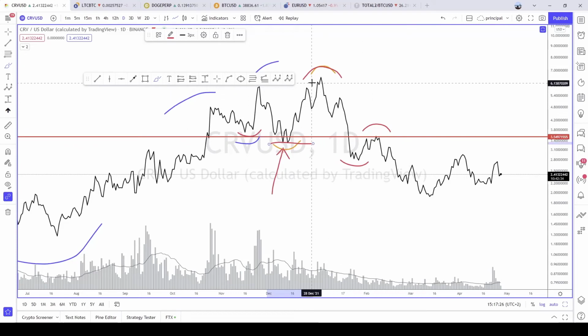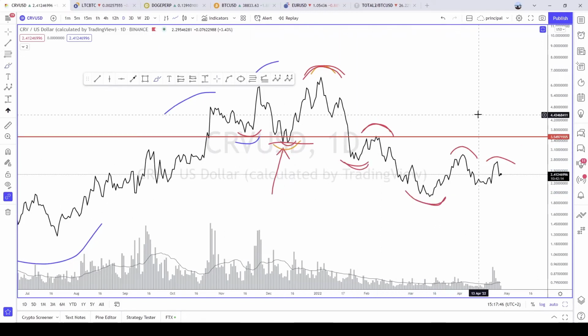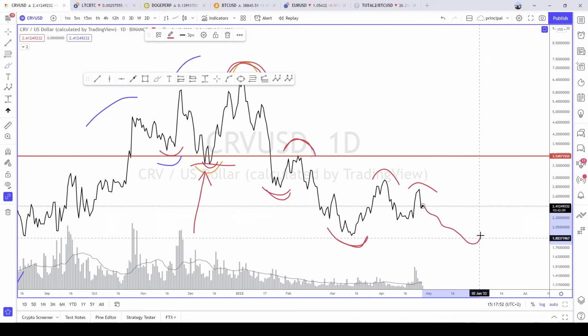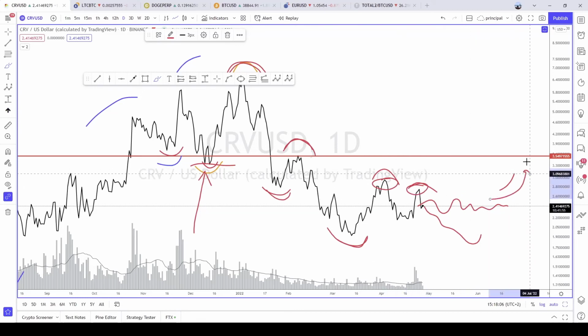Why? Because you have lower highs, sorry. You have a high here, a lower high, lower high, lower high. And you also have lower lows, okay? Low, low, low. Now let's see if the price makes a lower low again, or if it can manage to stabilize, consolidate here, and then break those two tops to start a new uptrend, okay?